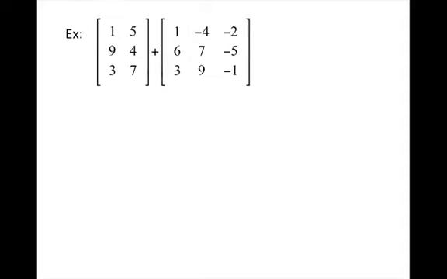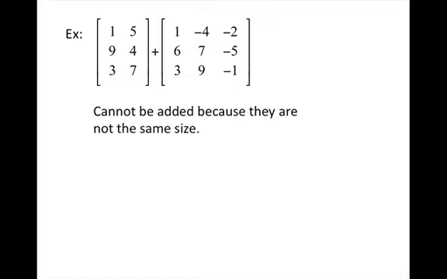So now look at the next example. My first matrix is a 3 by 2. I have 3 rows and 2 columns. My second matrix is a 3 by 3. I have 3 rows and 3 columns. Since these are not the same size, I cannot add them. So you would just say they cannot be added because they are not the same size.